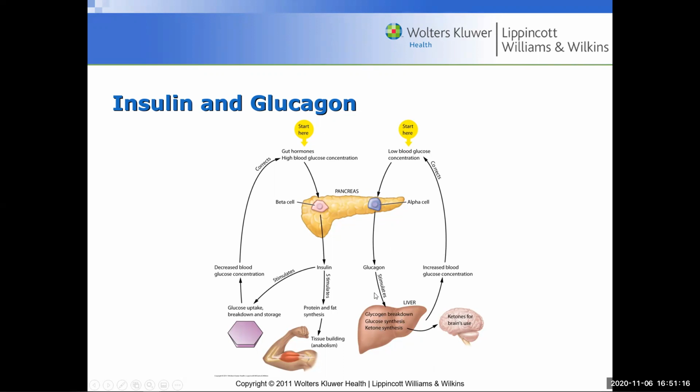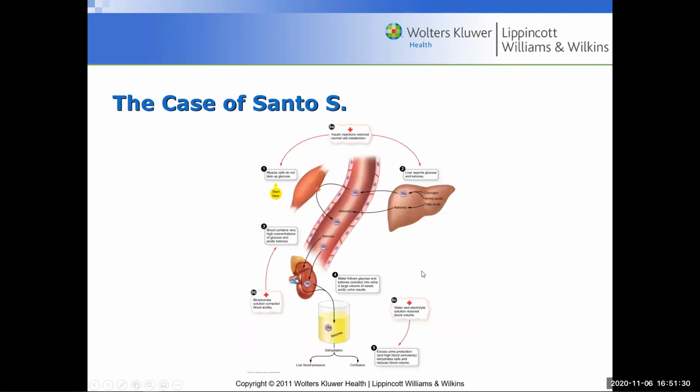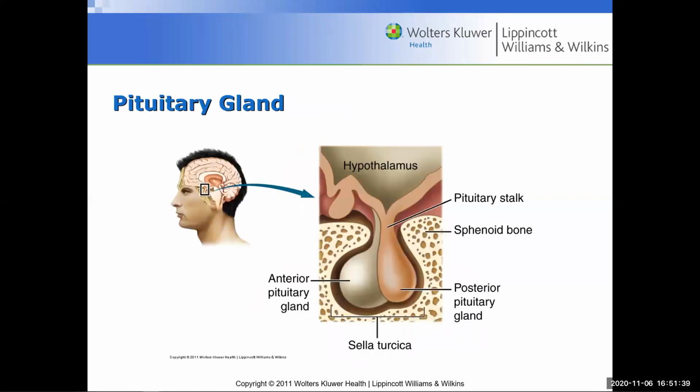Beta cells, alpha cells, glucagon, increase blood glucose. Beta cells, insulin, decrease blood glucose. Hence the yin and yang, like opposite sides of a seesaw, how they regulate it. All right, so at your leisure, do have a look at this case of Santo S, and we'll be doing this as an exercise later on.